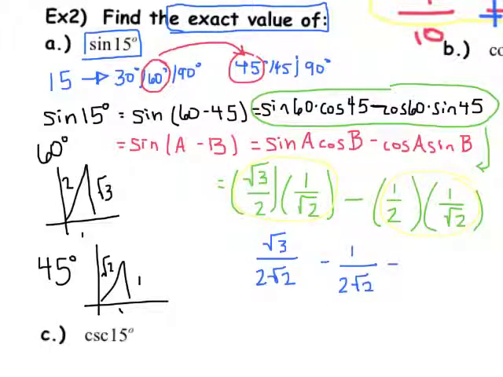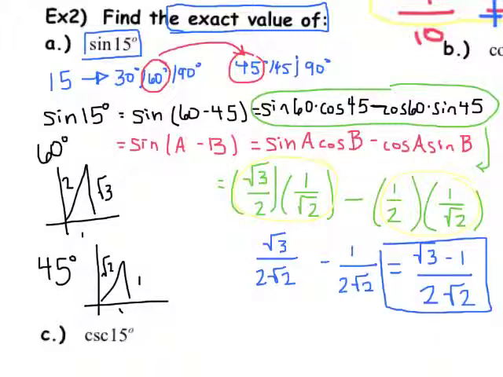Now the good thing is that we are going to allow you to keep the radical in the denominator, so you don't have to worry about rationalizing in this unit. So we get root 3 minus 1 all over 2 root 2. And that's going to be a fine answer. If you want to rationalize, you can, but you're just going to cause more work than you really need to.